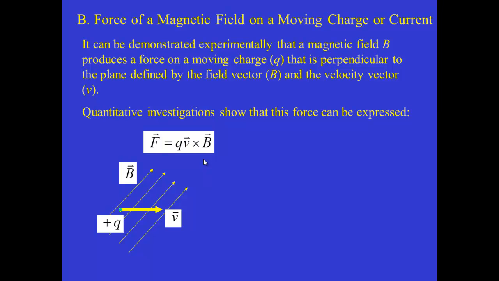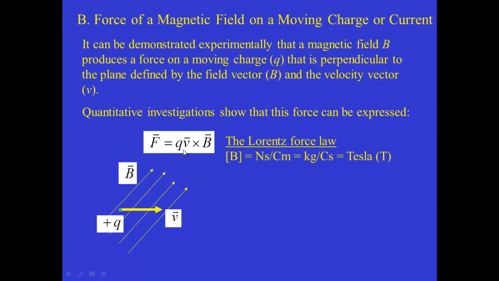And the right hand rule will tell us that you take the fingers of the right hand, extend them along the v vector, and curl them toward the palm, toward the B vector, and the thumb points in the direction of the force. Now that is if the charge is positive. If the charge is negative, then a negative sign is introduced and the force is in the opposite direction. So for this positive charge in the sketch, the force is directed out of the page.